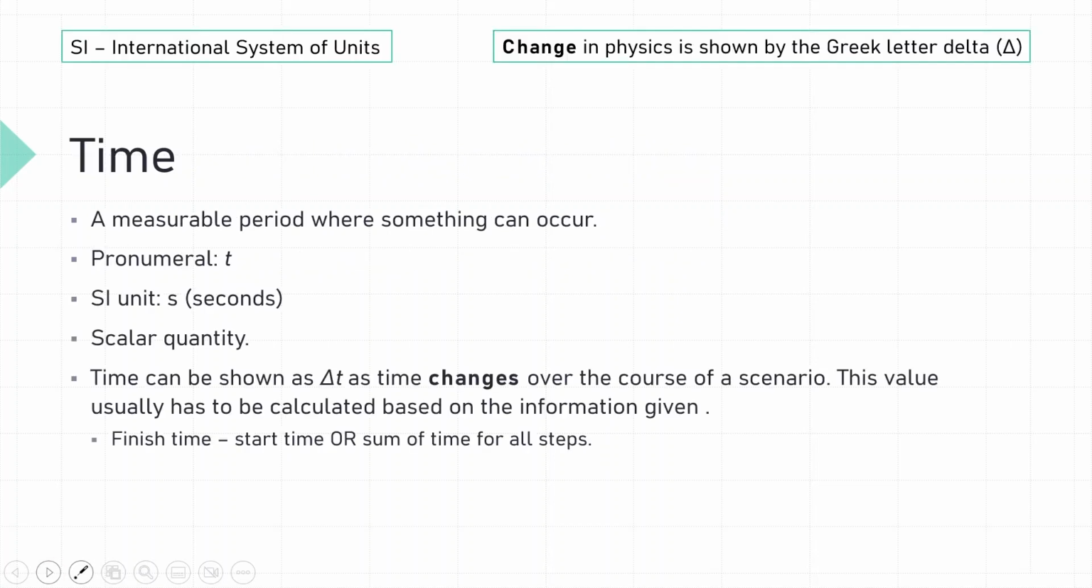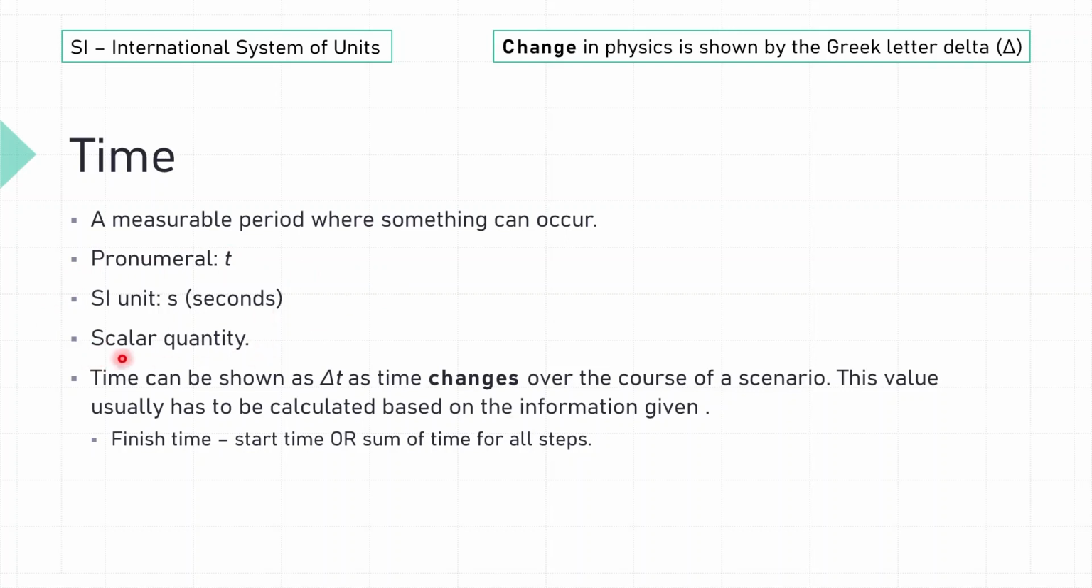First measurement that I'm going to be looking at is time. It's a measurable period where something can occur. Yes, technically something could also not occur during a period of time. It has a pronumeral t. That is usually how you will see time represented in formulas. The SI unit, which is the International System of Units, meaning the standard common unit, the default unit of measurement that we use for time, is seconds. There are other units of measurement for time, but seconds is the one that we always use by default.